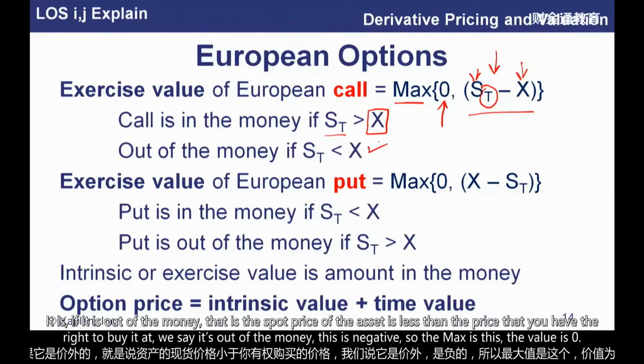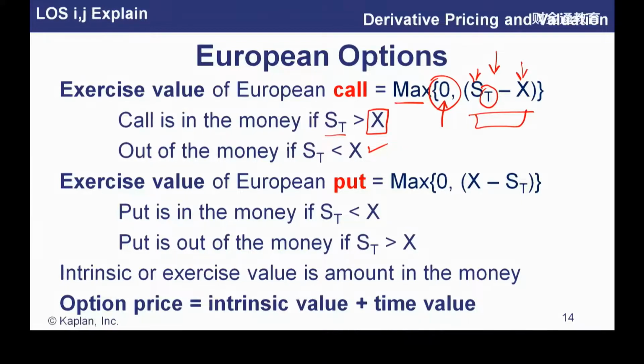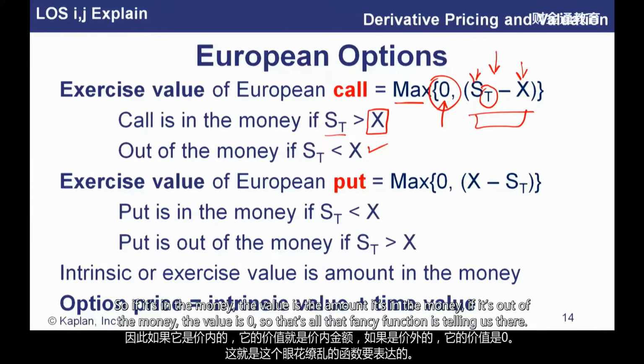If it is out of the money, that is, the spot price of the asset is less than the price that you have the right to buy it at, we say it's out of the money. This is negative, so the max is this. The value is 0. So if it's in the money, the value is the amount it's in the money. If it's out of the money, the value is 0. So that's all that fancy function is telling us there.